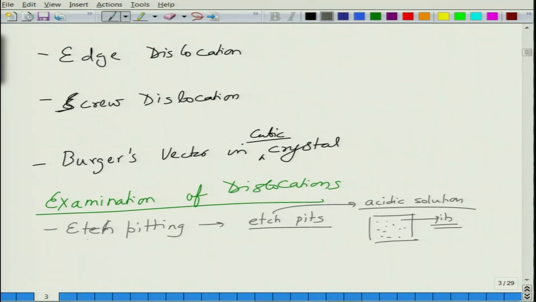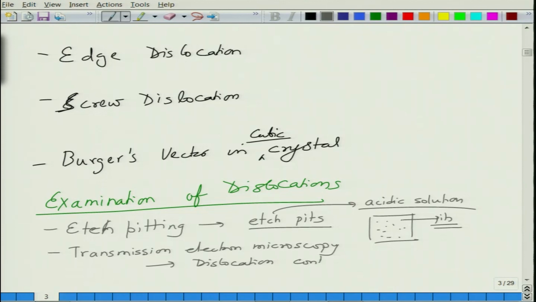You can also see them using a transmission electron microscope. Basically they show what we call dislocation contrast, all right. And you can also see dislocation motion in TEM. These are very specialized topics, I am not going to go into details of these, but basically this is how they are going to move.